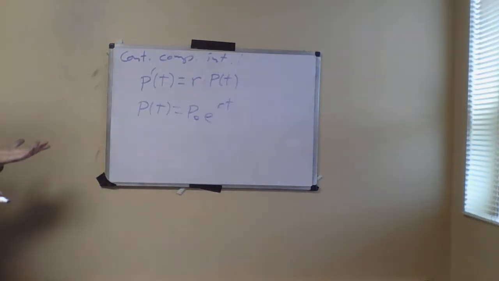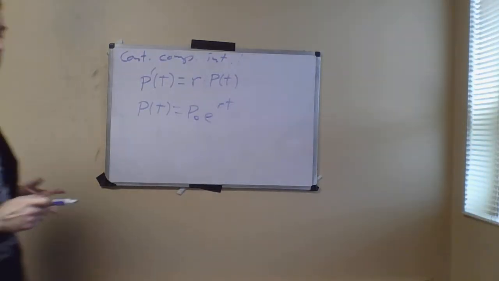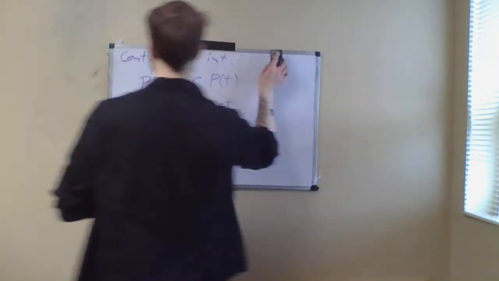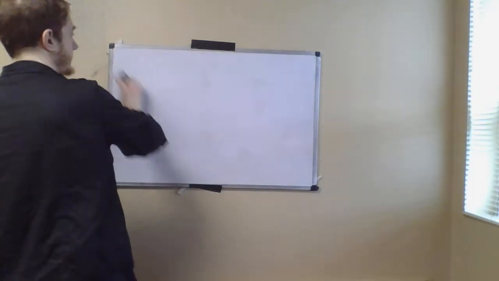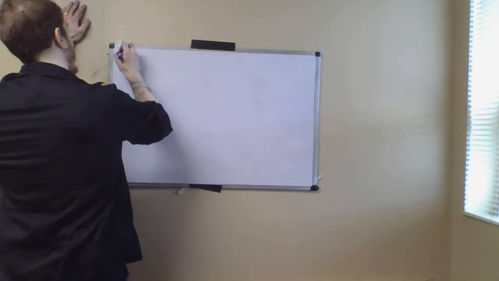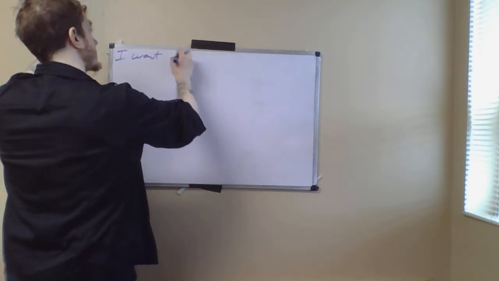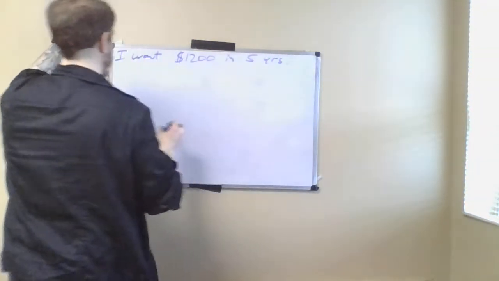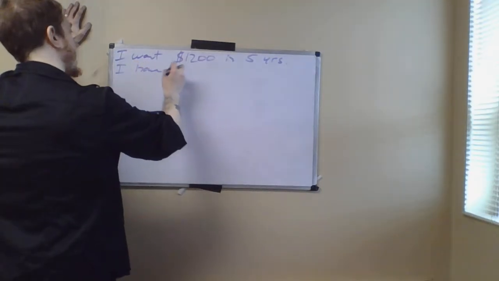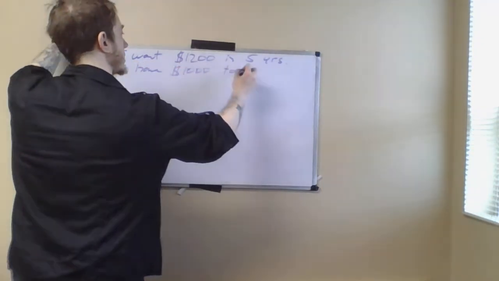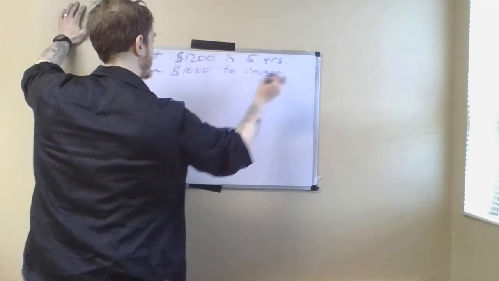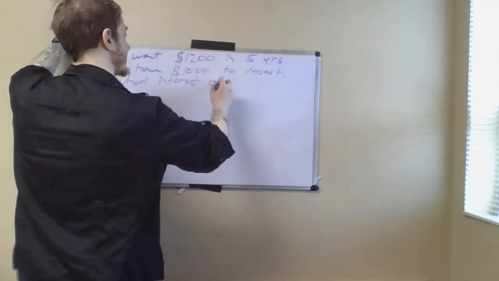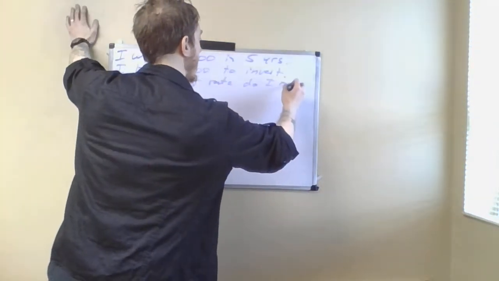And this is a very important formula for people who are interested in interest, financial mathematics, that sort of thing. It works pretty much identically to what we just said about decay. So we can ask exactly the same kinds of questions. Here's a sort of question that might be particularly relevant. So let me suppose that I want $1,200 in 5 years. I have $1,000 to invest. What interest rate do I need?